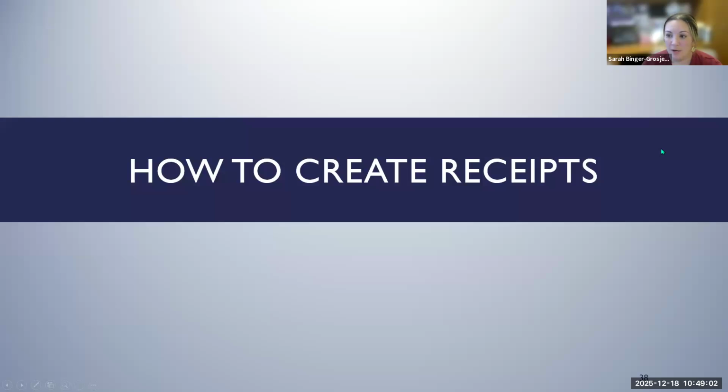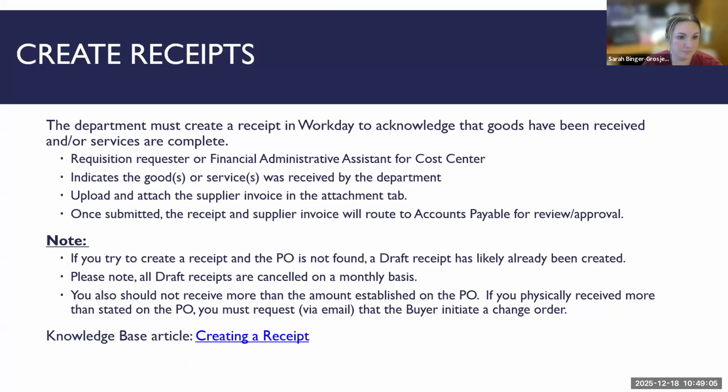All right, now moving on to how to create receipts. So receipts need to be created in Workday in order to show that goods have been received or services have been completed. So the people who can create a receipt are the original requisition requester or the financial administrative assistant, the FAA for that cost center. It indicates, again, whether the goods or services have been completed, and it does require that a supplier invoice be uploaded and attached. It won't allow you to move on without that. And then once submitted, that receipt goes to AP for review and approval to create the supplier invoice from.